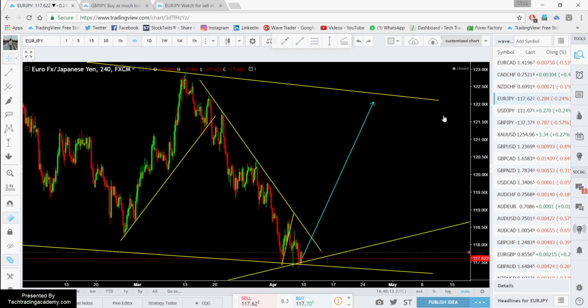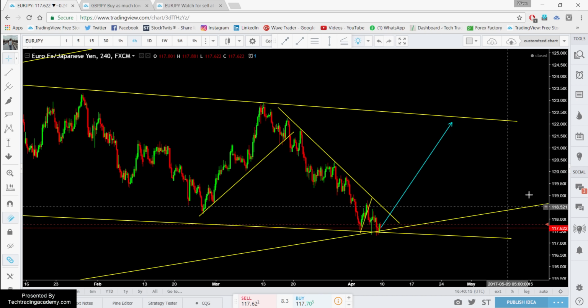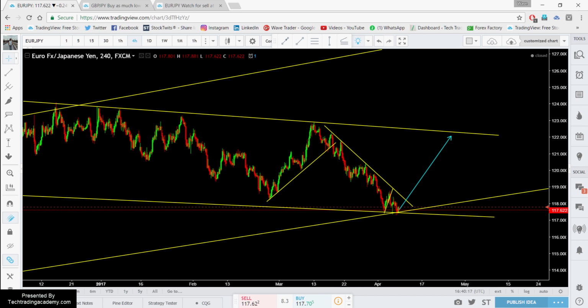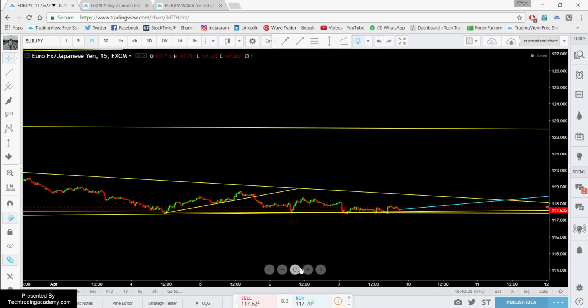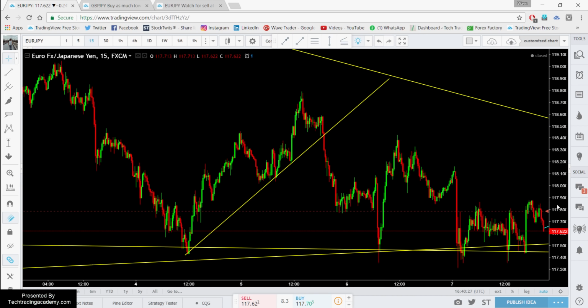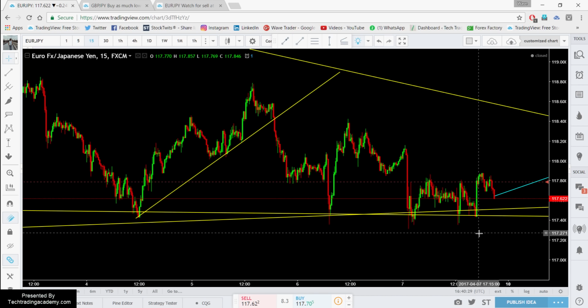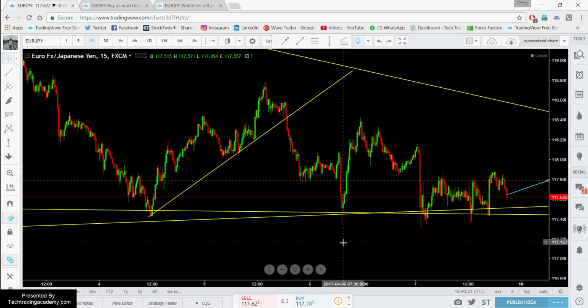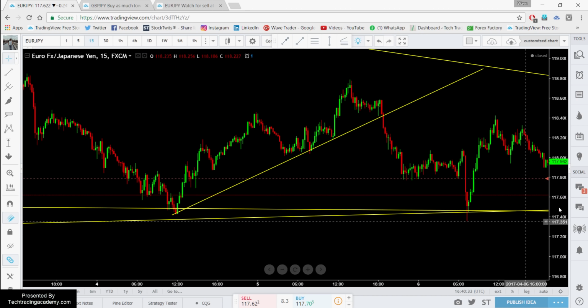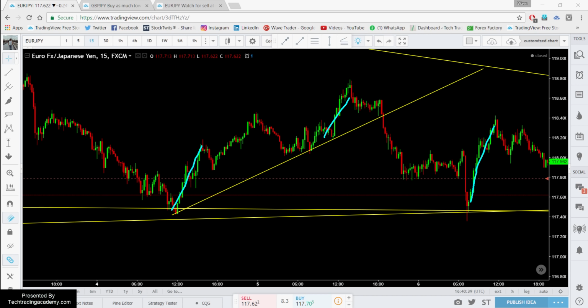So euro yen, I have, that is the way we are looking for. I have spoken about that before as well, right? So now it's about the price action. That is the price action which is just appearing over there.